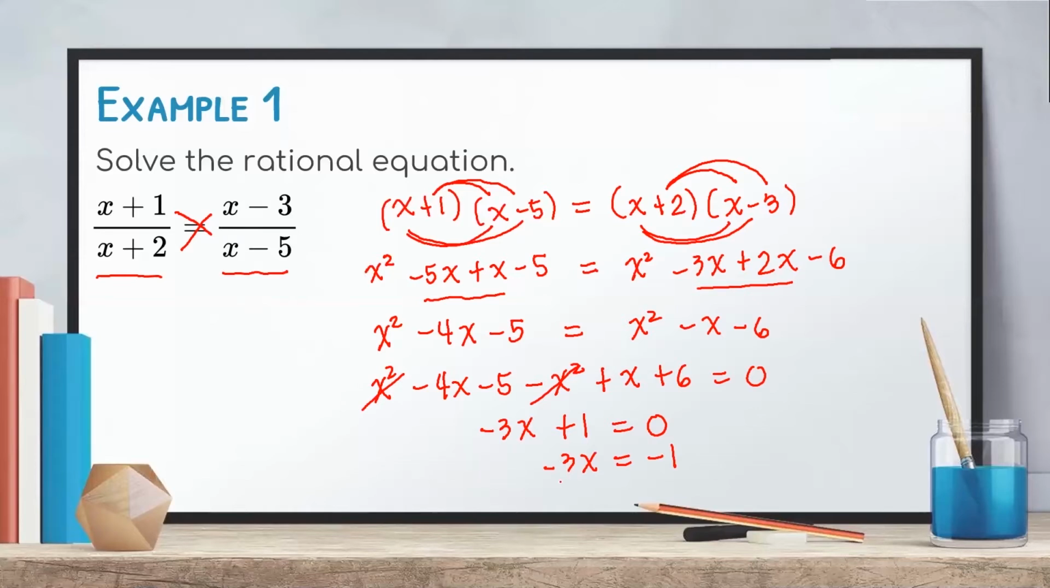Then, divide both sides by negative 3. So, negative 3 divided by negative 3 equals 1. Hence, x equals negative 1 over negative 3, which will become positive 1/3.